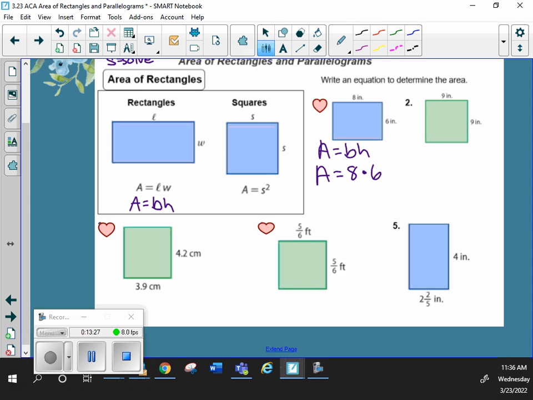Lastly, we did our formula. We substitute. Now we need to solve. Okay, A is going to be equal to how much? 8 times 6 is 48. We just need to solve.